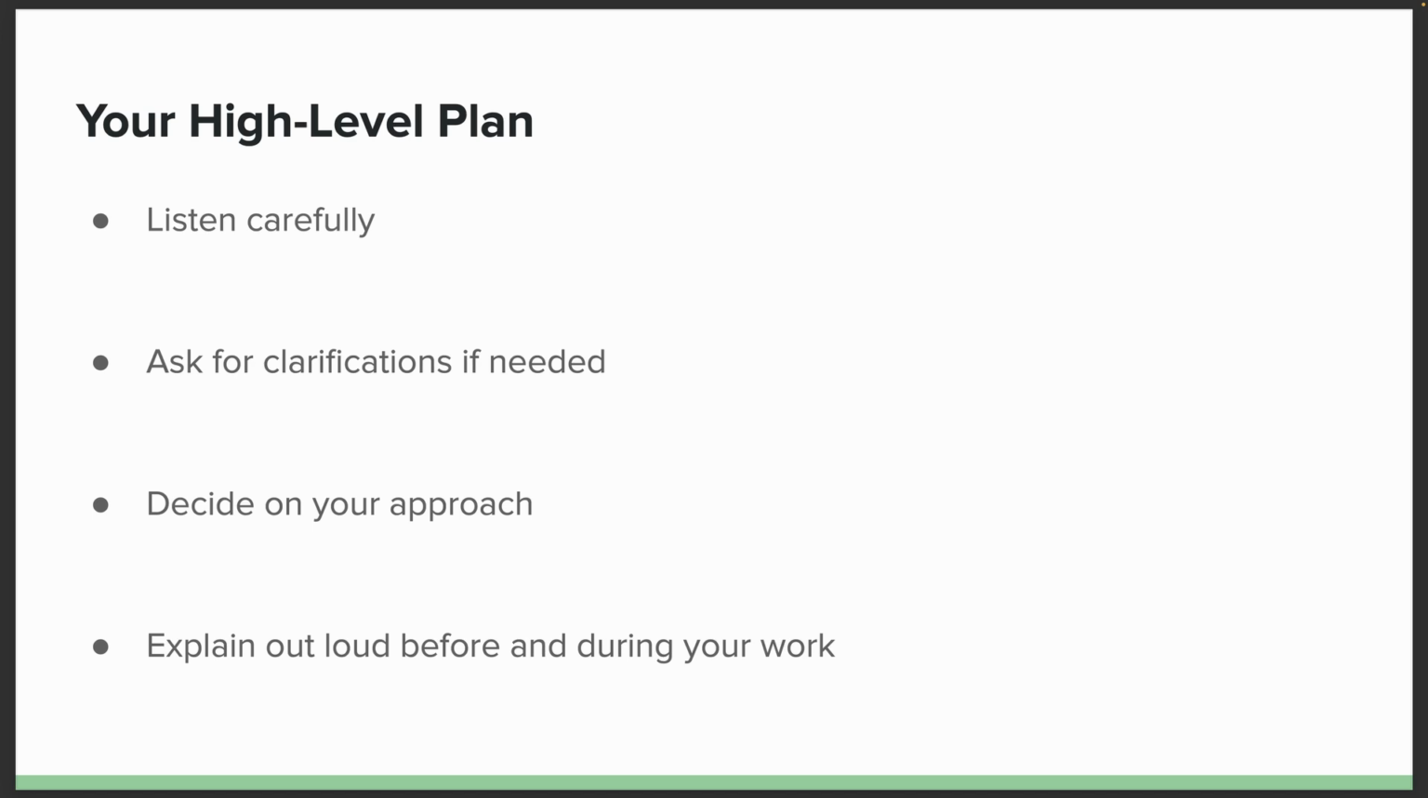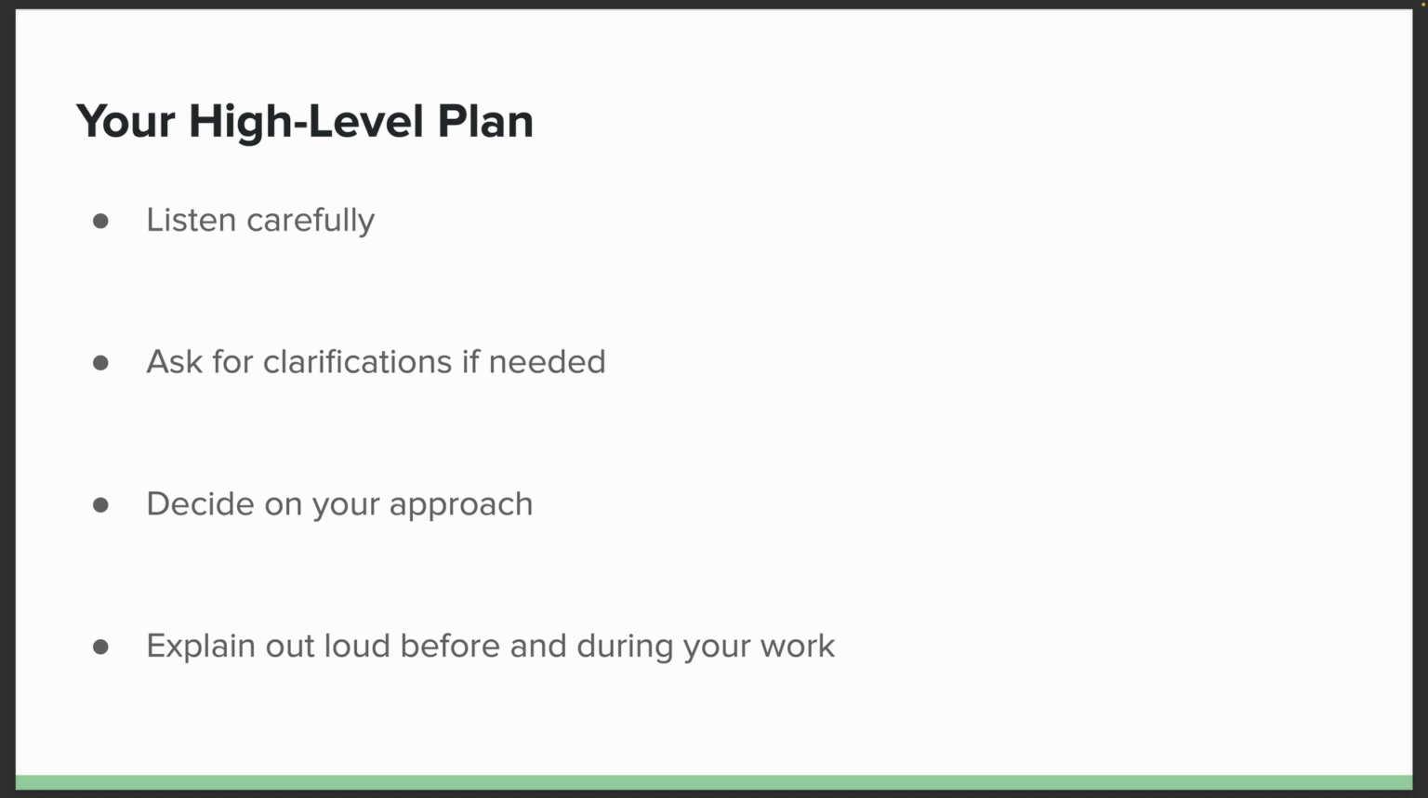The second one is ask for clarifications if you need it. When the problem is being explained to you, there are certainly possibilities of something being ambiguous, or some scenarios that you may or may not have to consider, and asking about that up front is good. It helps you refine the solution when it's the easiest to do that.